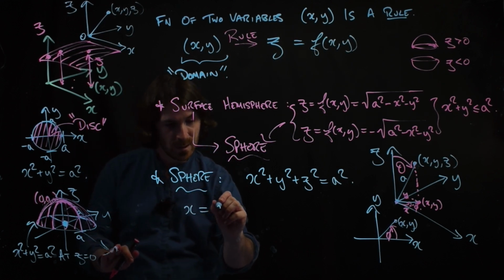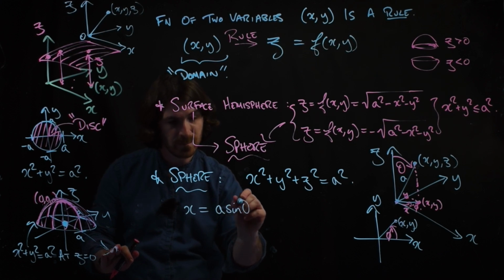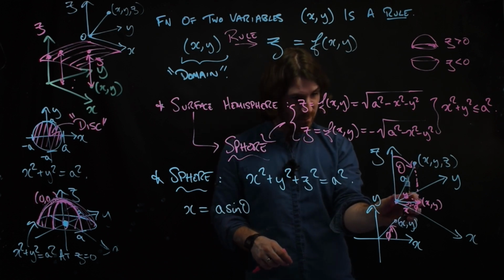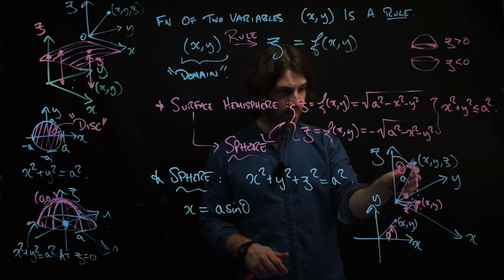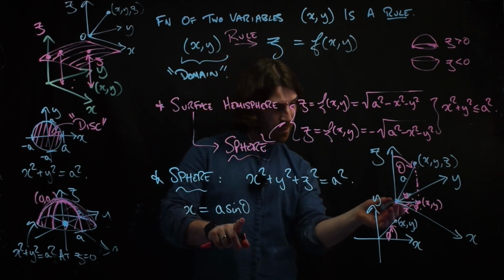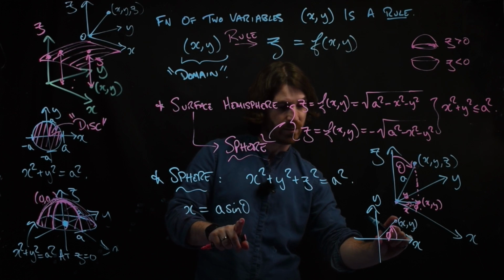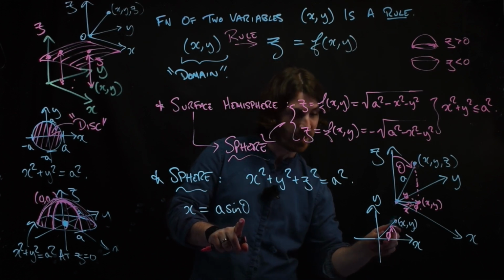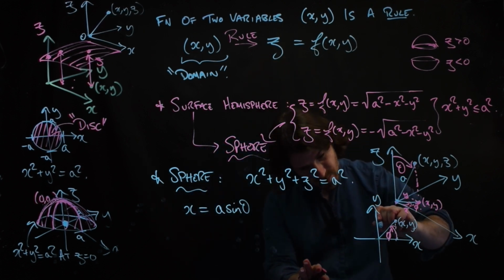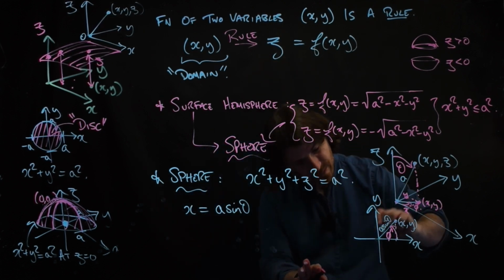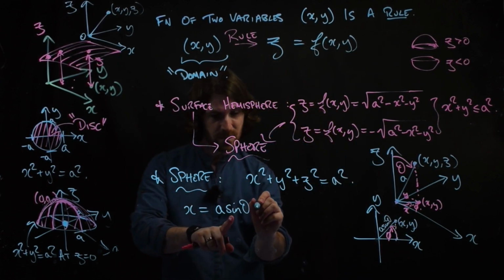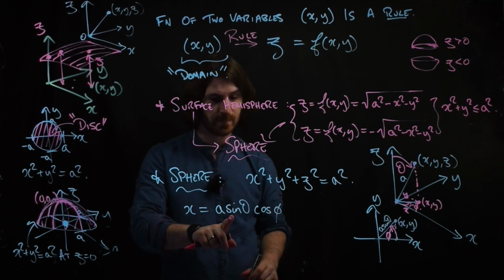x equals a sine theta cosine phi. It's a sine theta because we're going to project onto the xy plane, so this is resolving this vector effectively, a sine theta. Once we have this line, which corresponds in the xy plane to this thing, we now resolve this onto the x-axis. So this thing is a sine theta in length, and resolving it onto the x-axis gives a sine theta cosine phi.